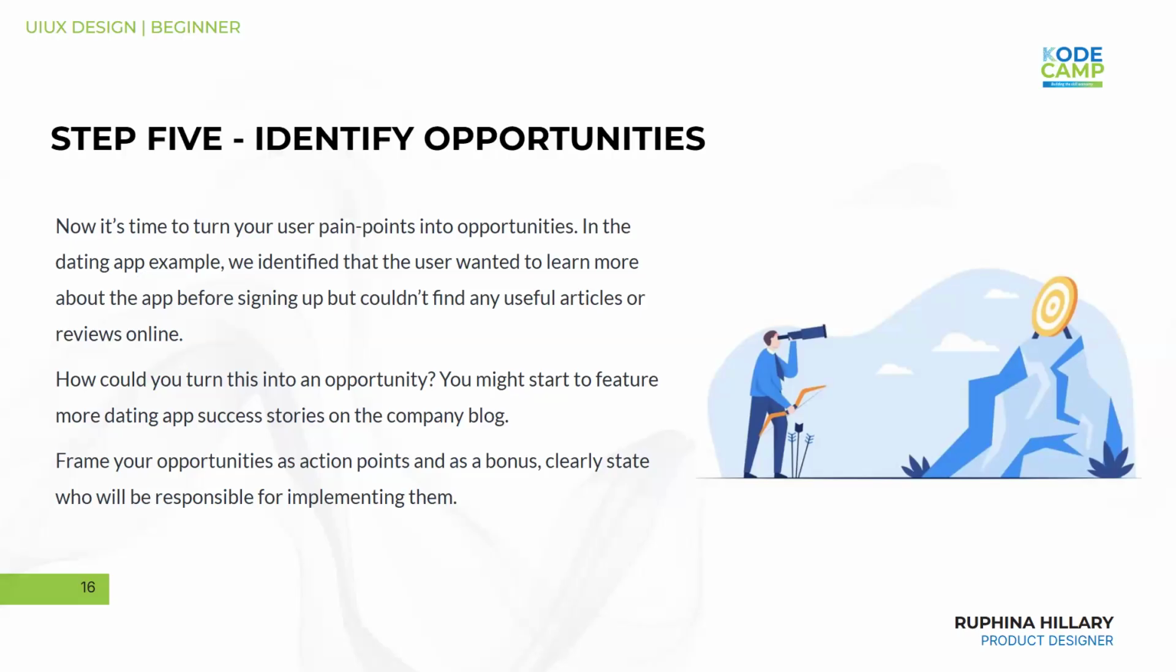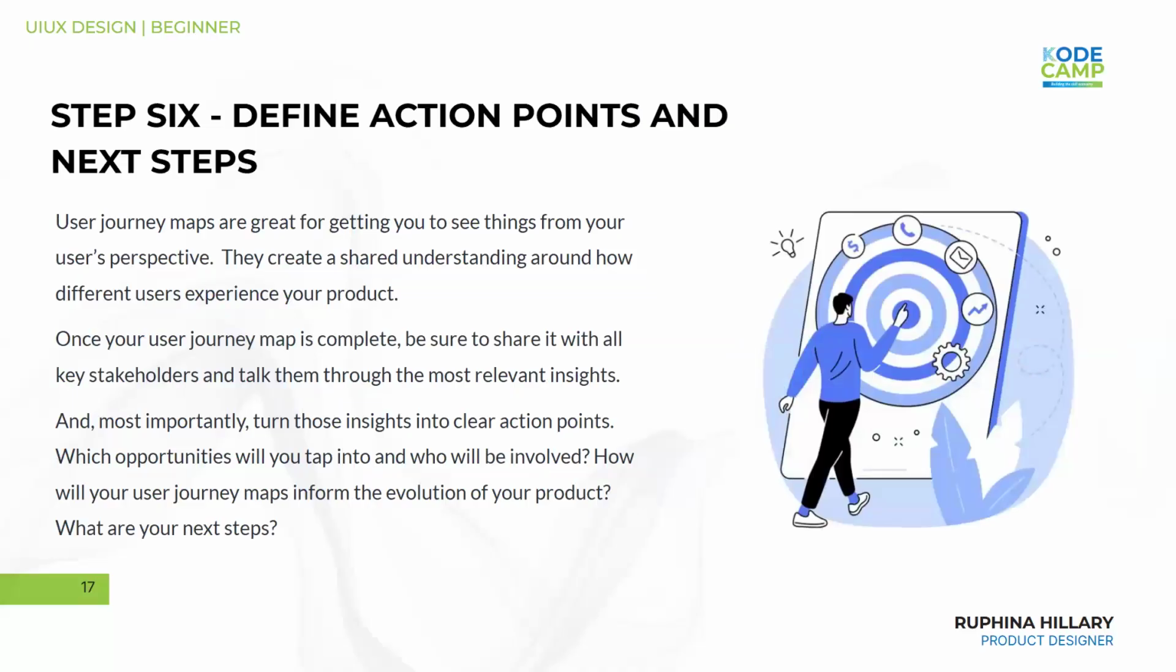So sometimes an extra row on the journey map is for who is responsible for implementing the opportunity. So it's fine, the name or position. For this, where you're talking about articles online, you can simply write that the people that will be responsible for this are probably the text writers or the company blog writers. So the last step now is to define action points and next steps.